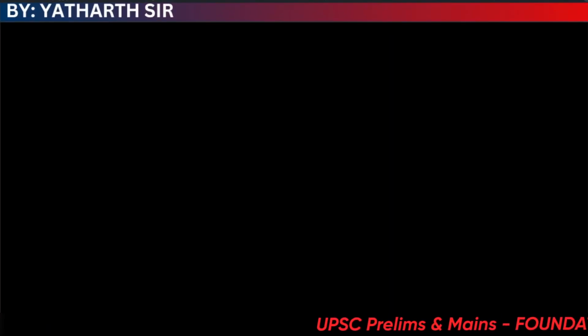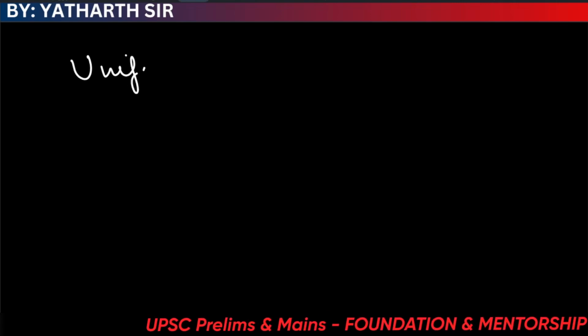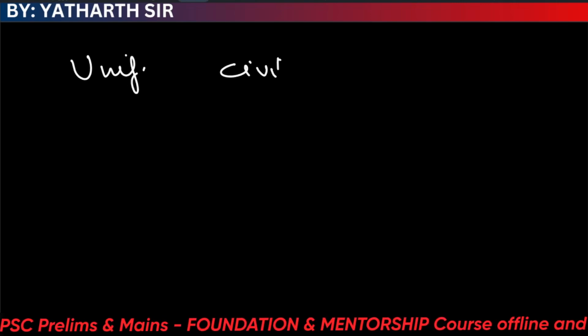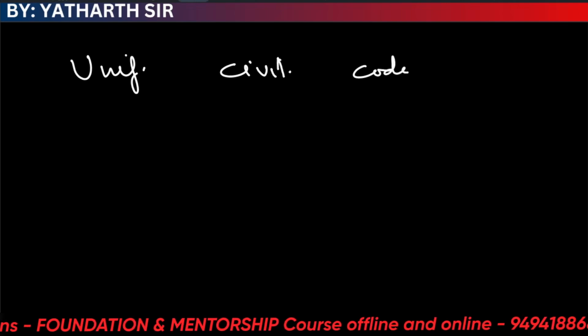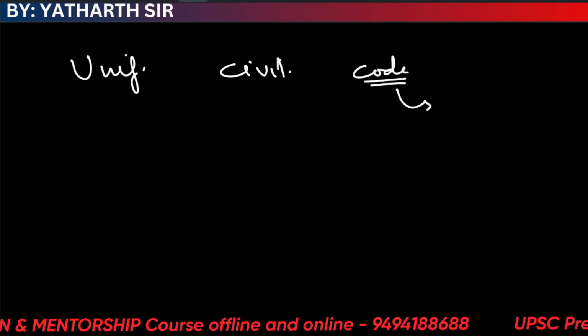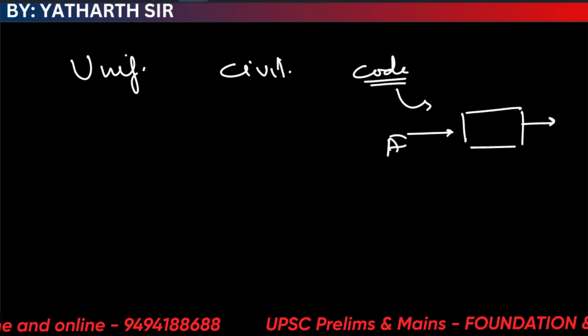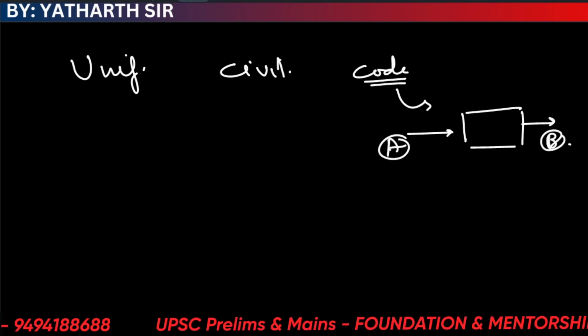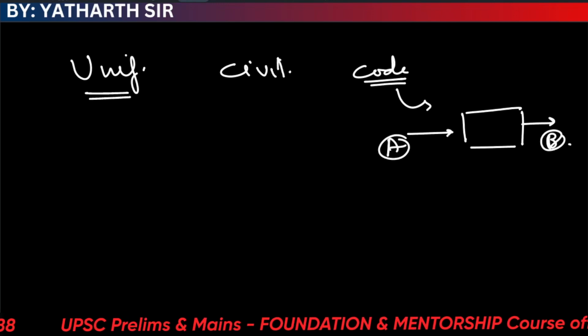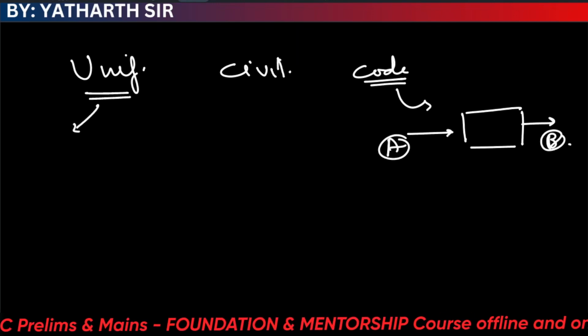So when we talk about the Uniform Civil Code, code is something that translates one thing into the other or processes something. When you talk about uniform, that means the form of which is uni, or same, all through.